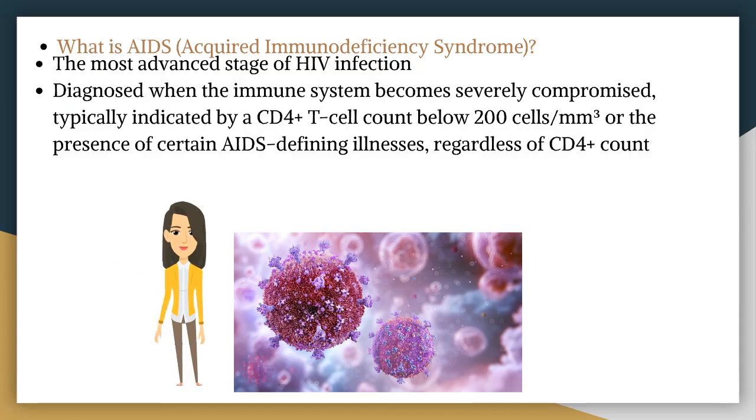HIV versus AIDS. HIV is the virus that causes the infection. It belongs to the Retroviridae family, targeting CD4 T lymphocytes, gradually weakening the immune system. A person with HIV may remain asymptomatic for many years, especially with treatment. Not all people with HIV develop AIDS.